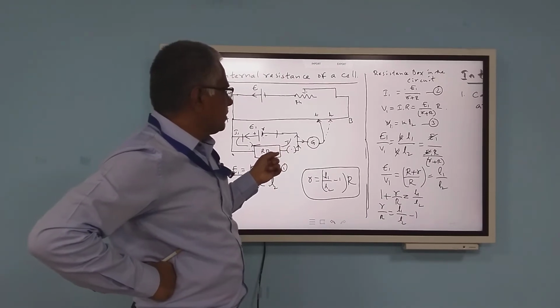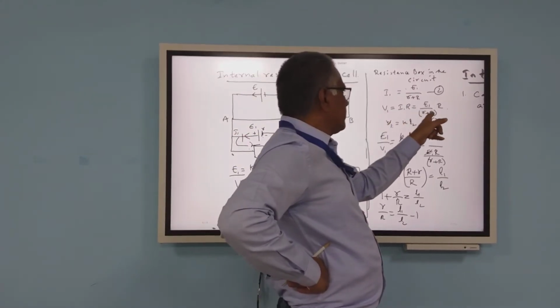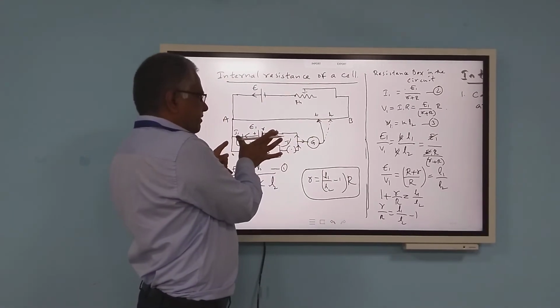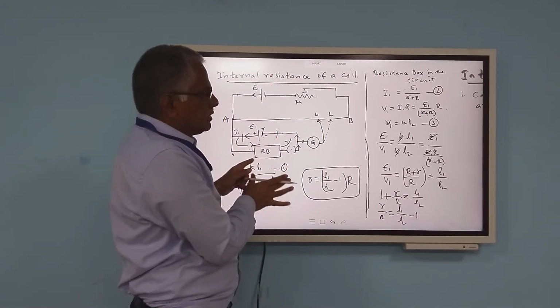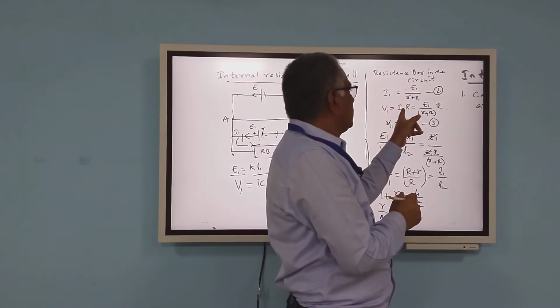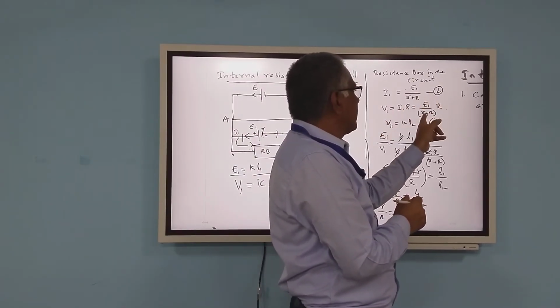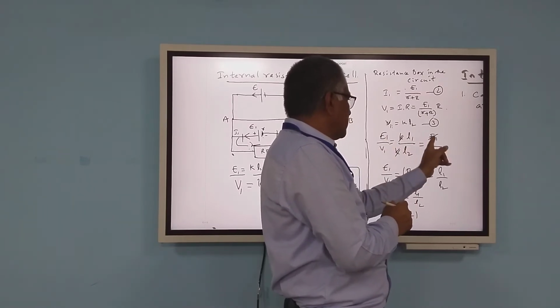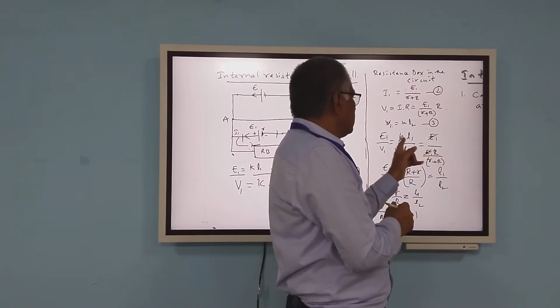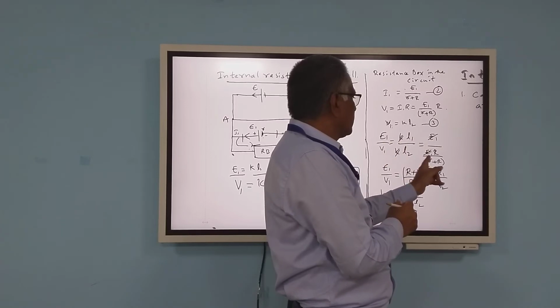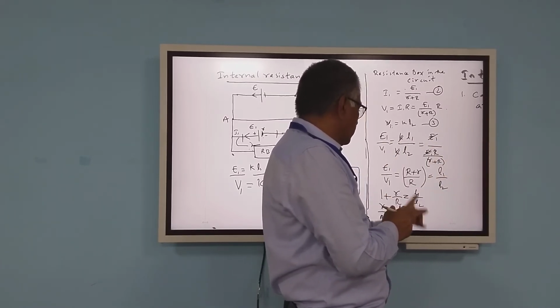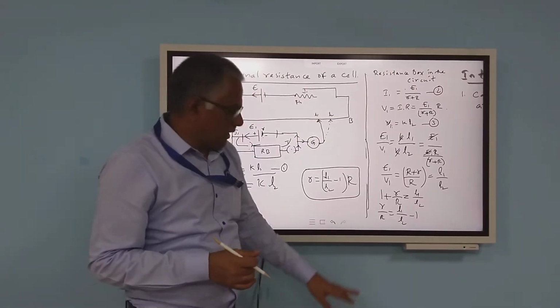We have to substitute I1 by E1 divided by (r plus R), into R. The potential difference across this resistor is equal to the potential difference across the EMF, that is equal to I1 R. I1 is equal to E by (r plus R) into R. E1 is equal to K L2, so E1 by K L2 will cancel. Substituting for E1, E1 cancels, leaving r plus R. This is regarding the internal resistance of a cell.